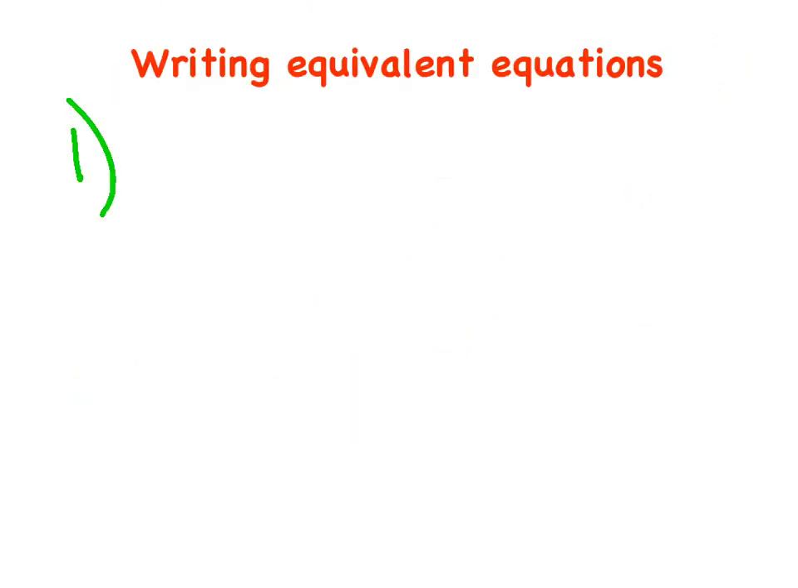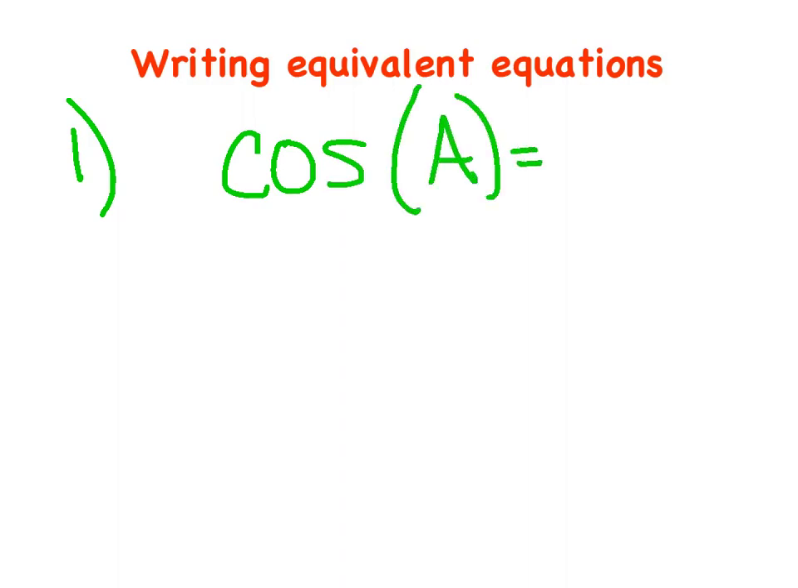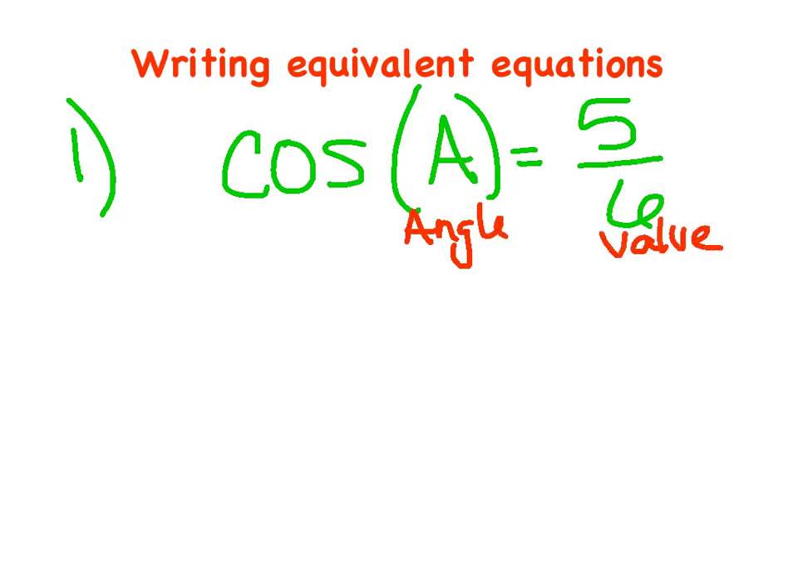All right, title this section, Writing Equivalent Equations. So example 1, you're given, and practice reading it, cosine of A equals 5/6. So let's just be clear. This is the angle again. This is the value. So what are you trying to find, the angle or the value? Well, I would say we're definitely trying to find the angle.